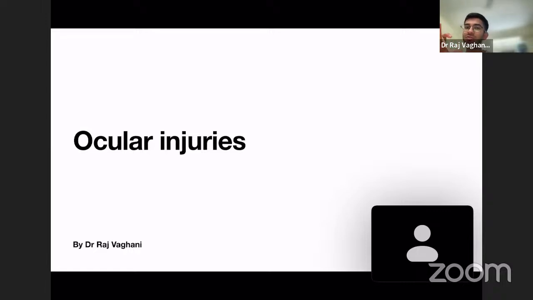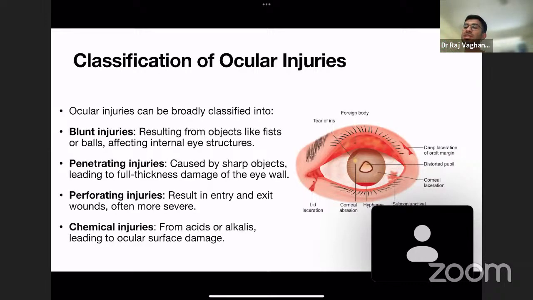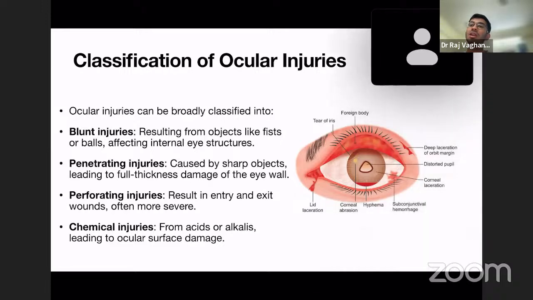Okay, so we'll discuss what kinds of ocular injuries there are, how many types, what the symptoms are, what the classification is, and how we treat these ocular injuries, because this is a separate topic and it is frequently asked in your exam. So we'll discuss only the important topics that have been asked in your exams and how to write the answers. First of all, the main question asked in your practical exams is the classification of ocular injuries.